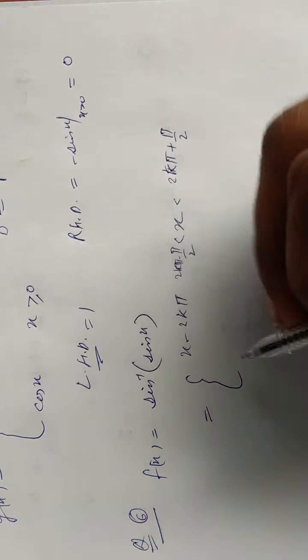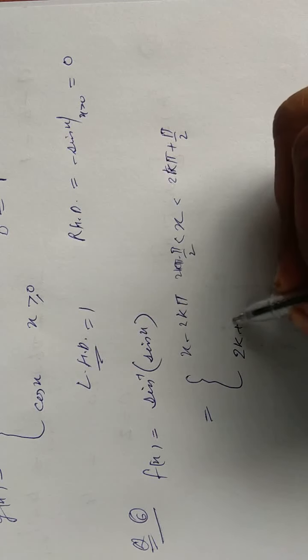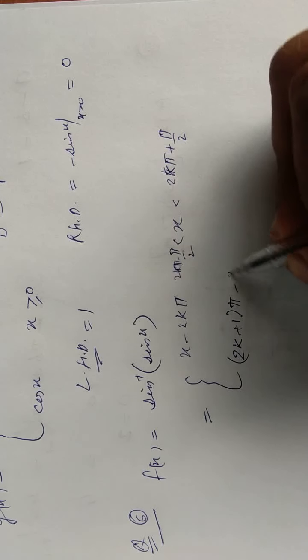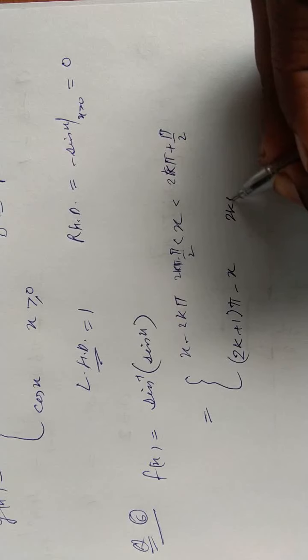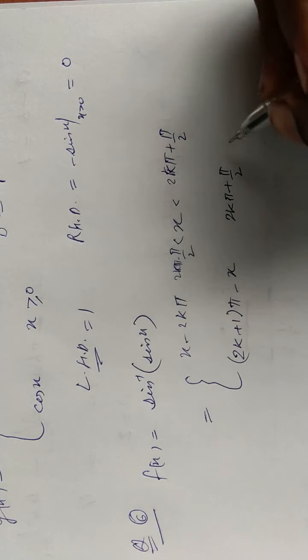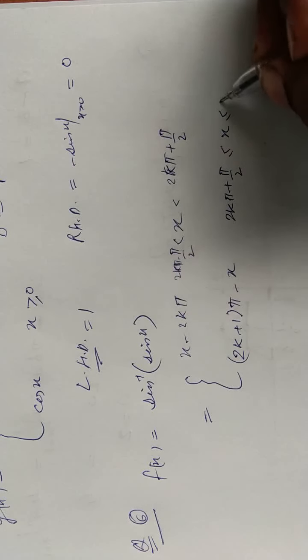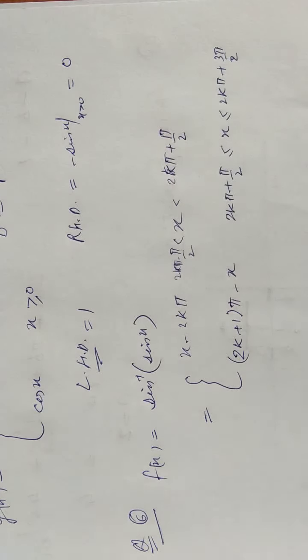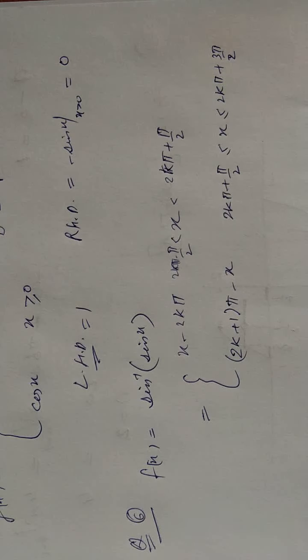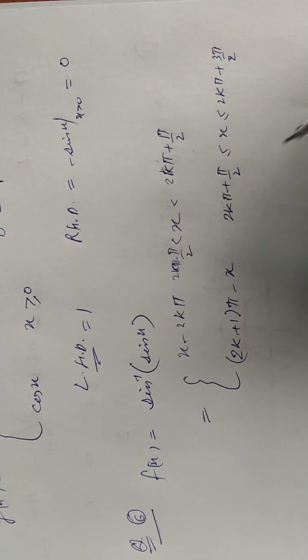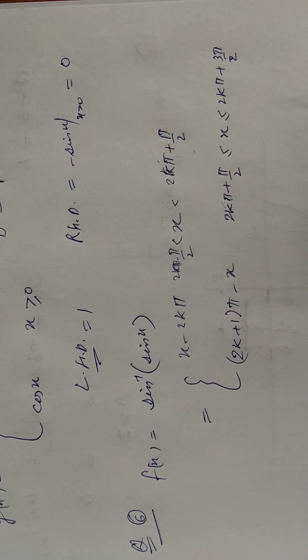Otherwise the function will be 2k pi plus pi minus x, a line of slope minus 1, for 2k pi plus pi by 2 to 2k pi plus 3 pi by 2. Now you can easily calculate the differentiation in this interval. Okay. Moving on to the next question, question number 7.